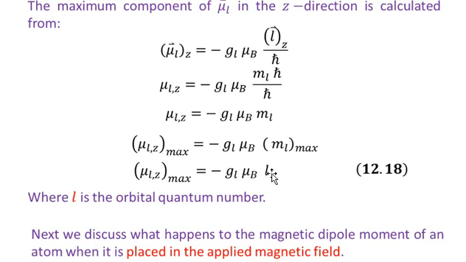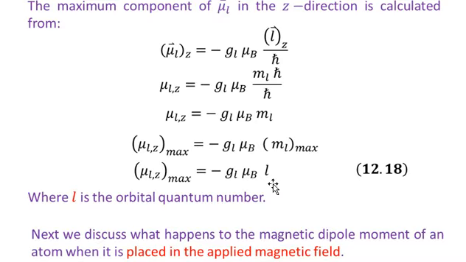So this is the orbital quantum number L. You know that ml is the orbital magnetic quantum number, and its maximum value is equal to the orbital quantum number L. So we have on the left hand side mu Lz maximum is equal to minus GL times mu B times L, where L is the orbital quantum number.